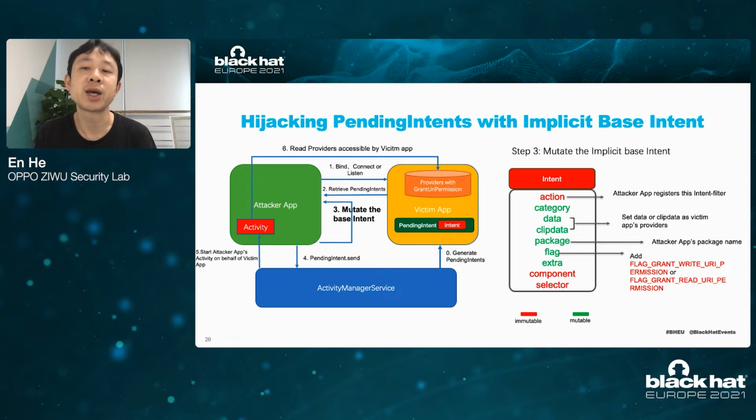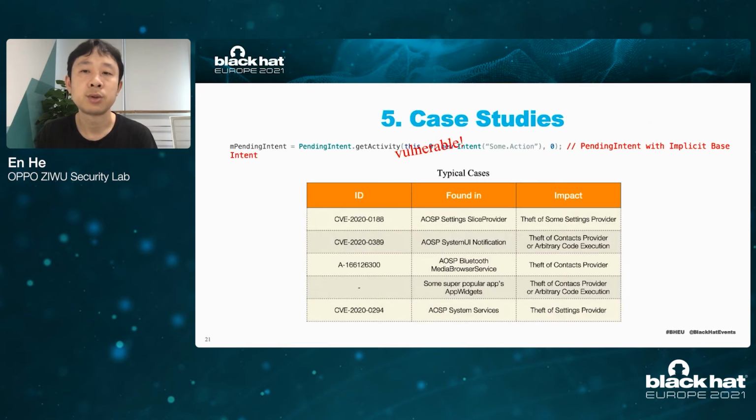This is the second main contribution of our research on PendingIntent. In short, by hijacking this kind of PendingIntent with implicit base intents, an attacker app can force the victim app to grant access to its own protected content providers. So PendingIntents with implicit base intents are vulnerable. We have found many cases of this kind of vulnerable pending intent with implicit base intent in AOSP and some super popular apps. I'll introduce some typical cases of them.